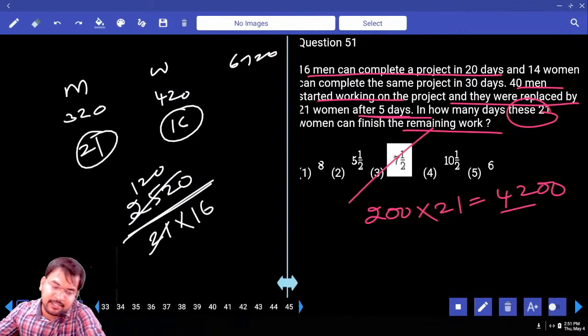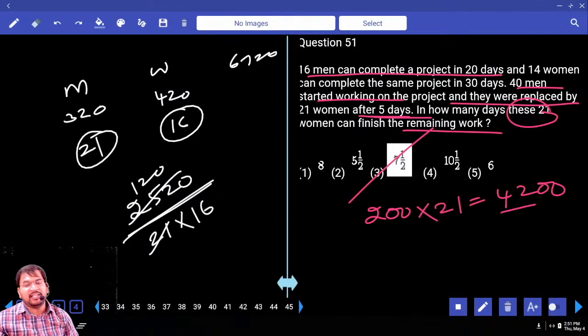16 7s are 112. Remainder is 8. 8 by 16 is nothing but 1 by 2. Otherwise 30 by 4 is nothing but 7.5 only.